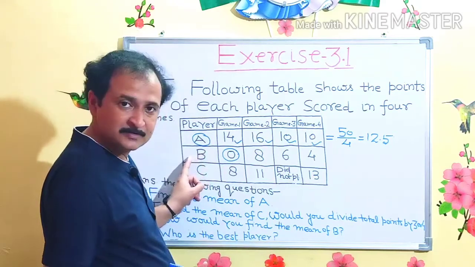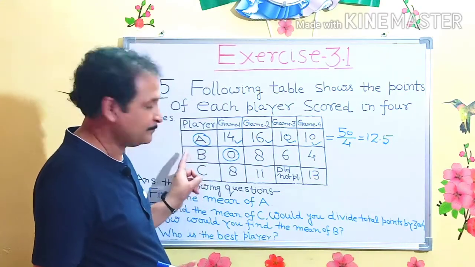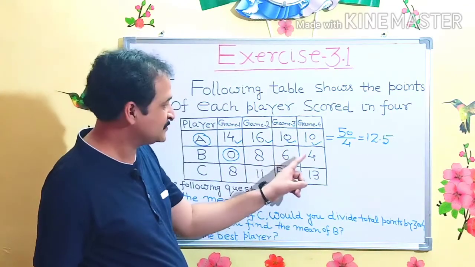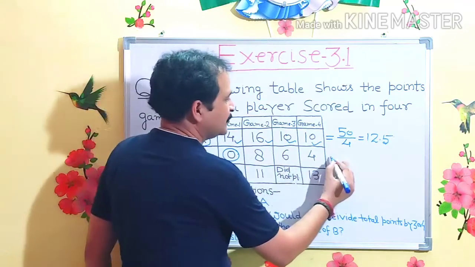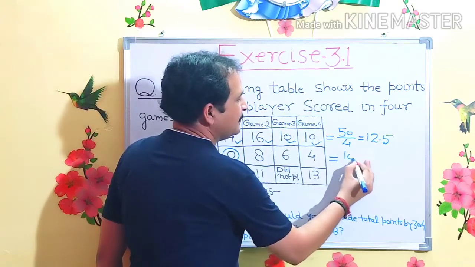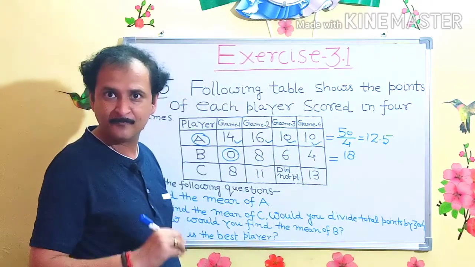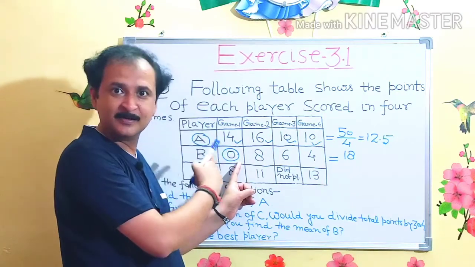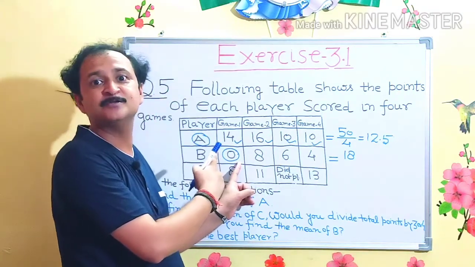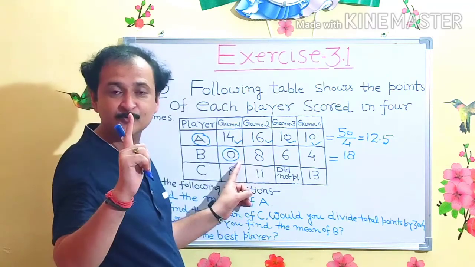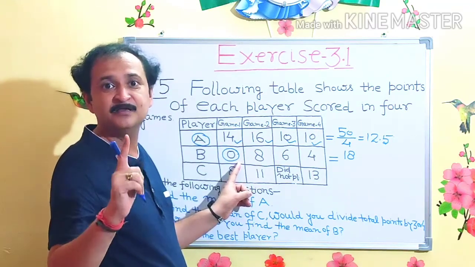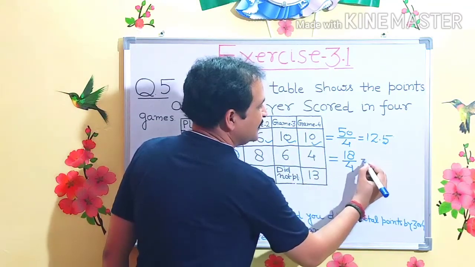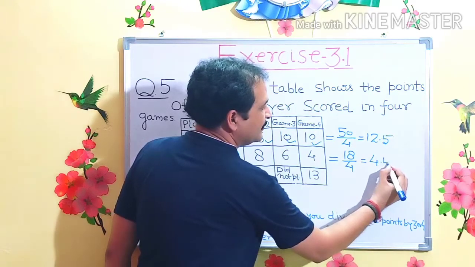So the total points scored by player B is 8 plus 6 is 14, plus 4 is 18. So the total points scored by player B is 18 and the number of observations is 4. In this match also player B played the game but he could not score anything. So there is also one observation in which he scored 0. So 18 divided by 4 is equal to 4.5.